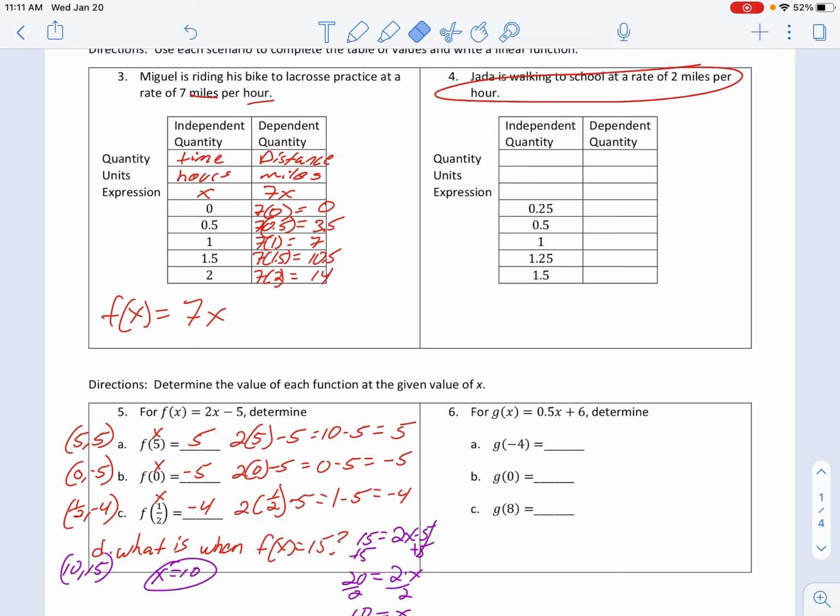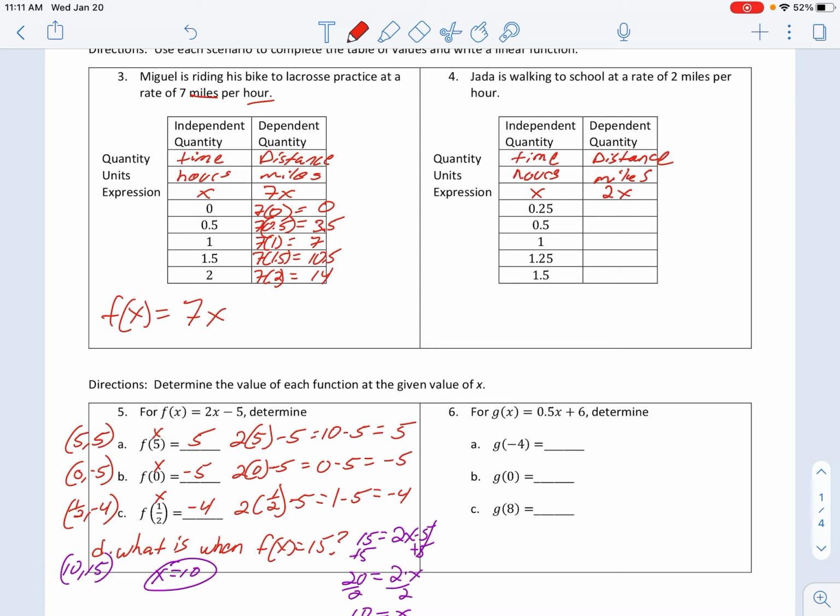Number 4, Jada here is walking to school at a rate of 2 miles per hour. So that 2 miles per hour takes care of everything for us. Where the independent quantity is time, time influences everything. In this case, of how far she walks, so that's the distance. Time is in hours, and the distance is in miles. So for every hour that you walk, 2 miles. So that is going to be my expression.